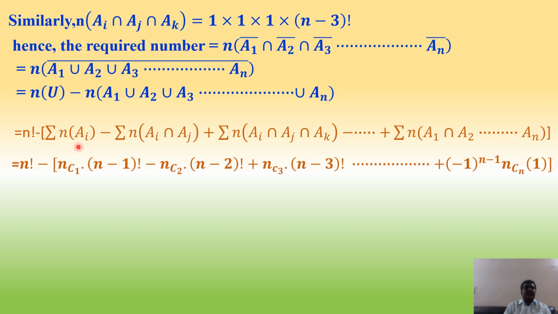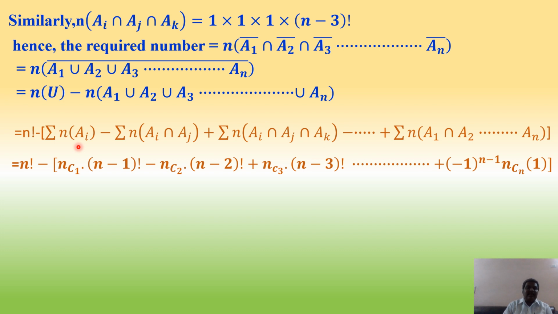N factorial minus NC1, I am writing NC1. Why am I writing NC1? You have n letters. We select one set like that in NC1 ways. We have to select one set in NC1 ways. One set in the sense, one letter, in NC1 ways. And in each case, we have n minus 1 factorial arrangements.